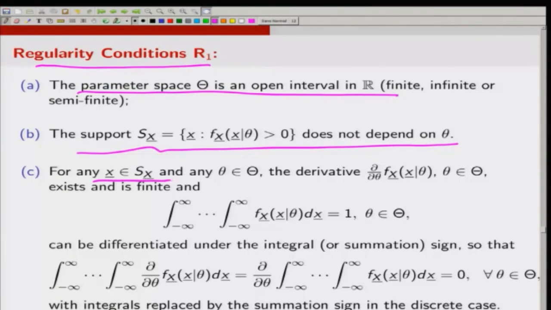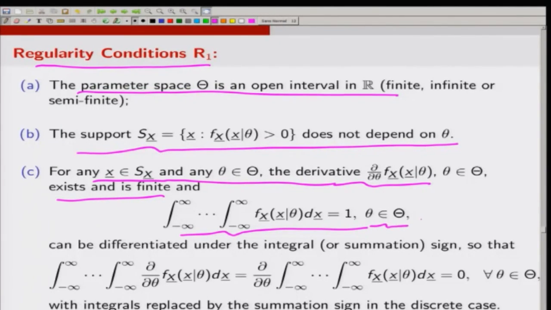Then for any x belonging to Sx and theta belonging to Theta, the derivative del by del theta f_X(x; theta) exists and is finite. And I know that if you integrate the PDF, that is 1 for every theta belonging to Theta. So I am saying here I can differentiate both sides. If I differentiate both sides, I get d by d theta of this quantity is equal to 0. Then I am assuming that I can take this derivative inside.